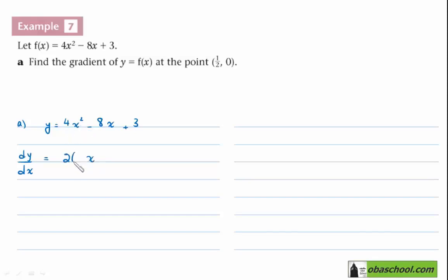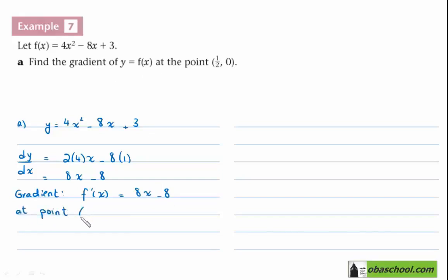For x squared the derivative is 2x multiplied by the coefficient 4. For 8x, the differentiation is 1, then it's 8 multiplied by 1, and for 3 it is 0. Then the remaining is going to be 2 multiplied by 4 is 8x minus 8. Therefore, the gradient, or f prime of x, is equal to 8x minus 8, and this is the general form for the gradient when we have f of x.